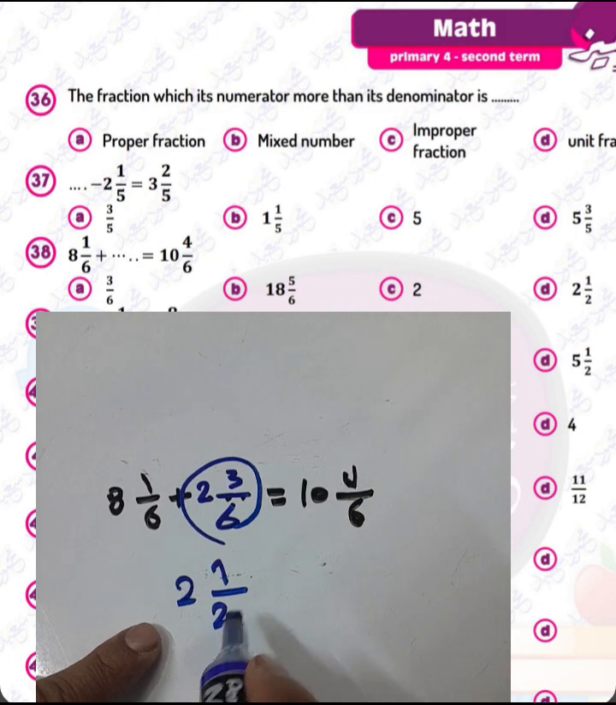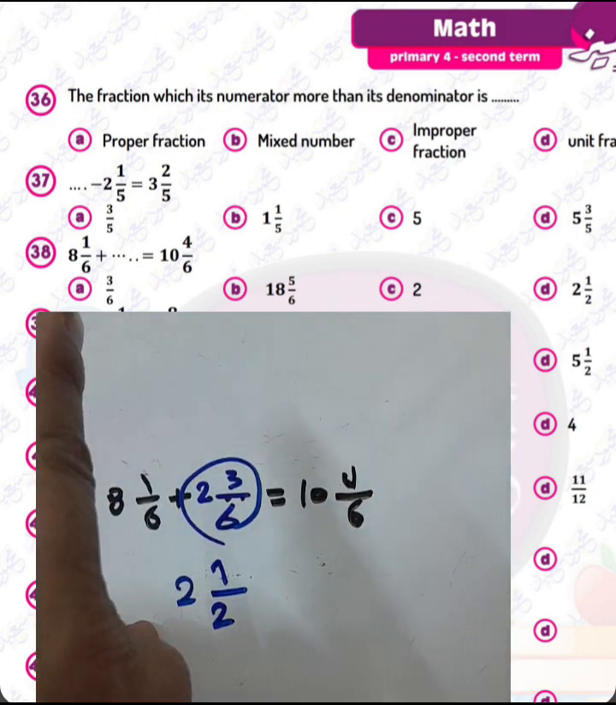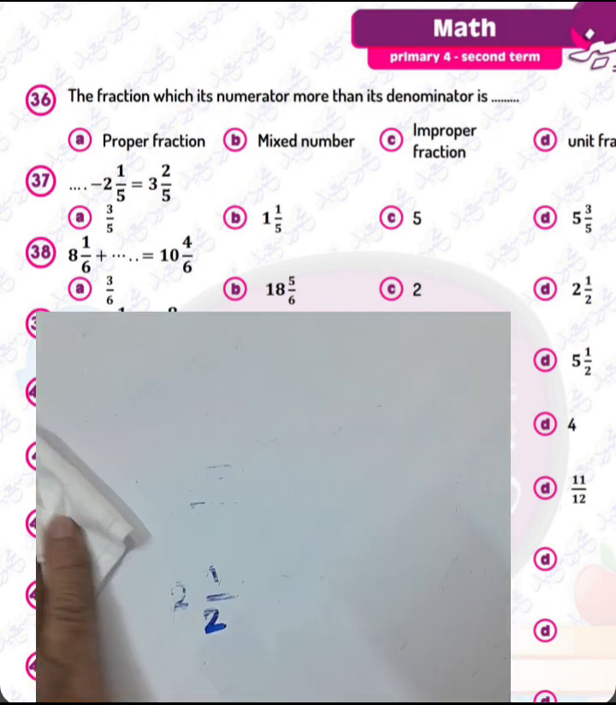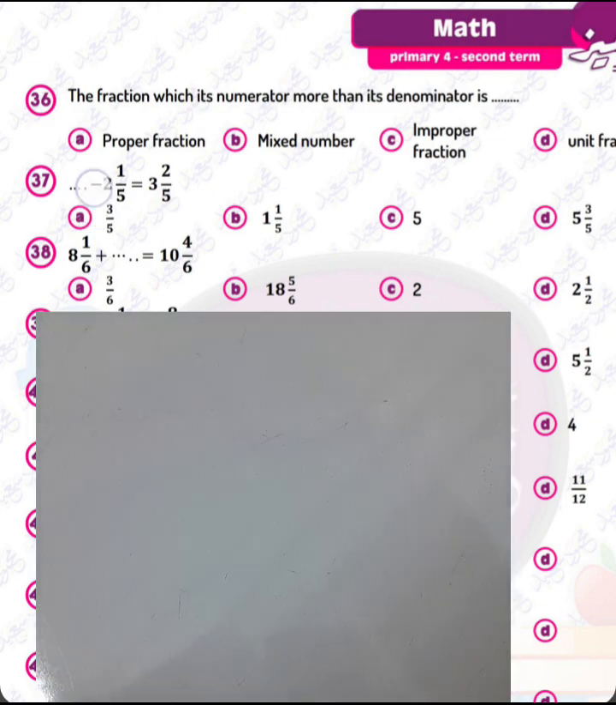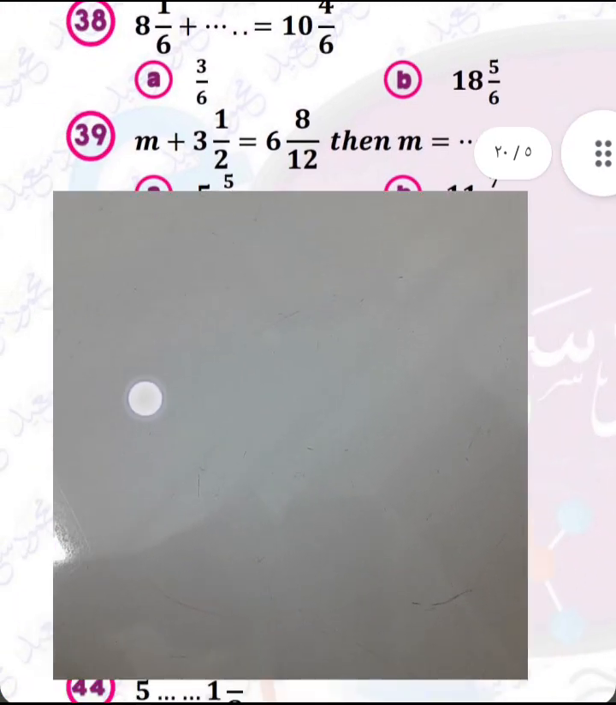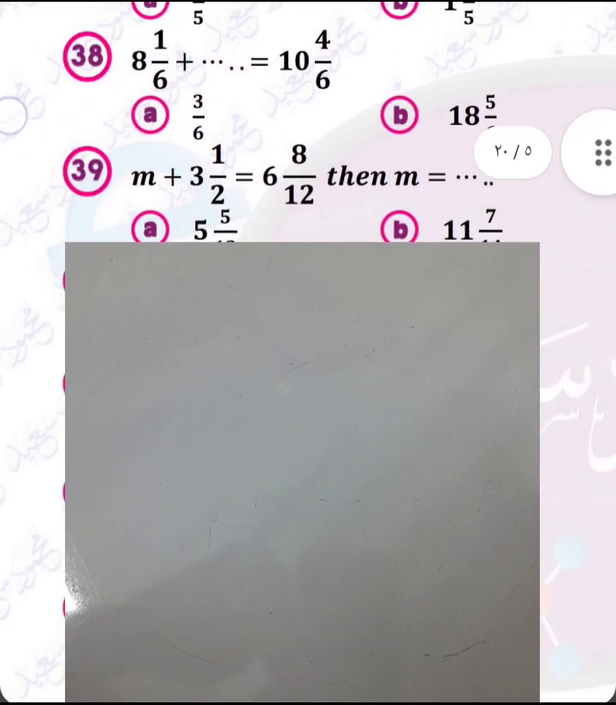Then you must choose letter D for question 38. Okay, choose letter D. We must write 2 and a half, okay, in the simplest form. Next question. Question 39.